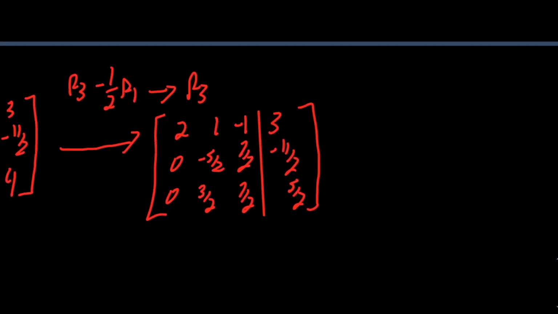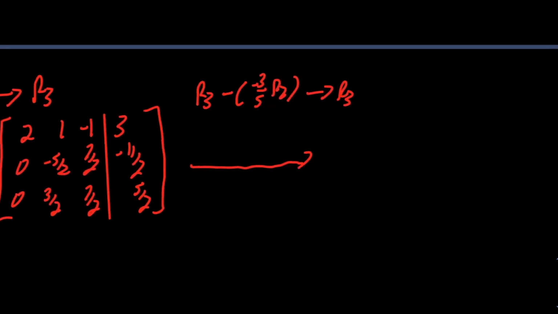Next up, let's see here. You guys can already see it's about to be turned to row echelon form, and I think this is going to be the final move. Let's grab row 3 and subtract it by negative 3 halves times row 2, and move the change to row 3.